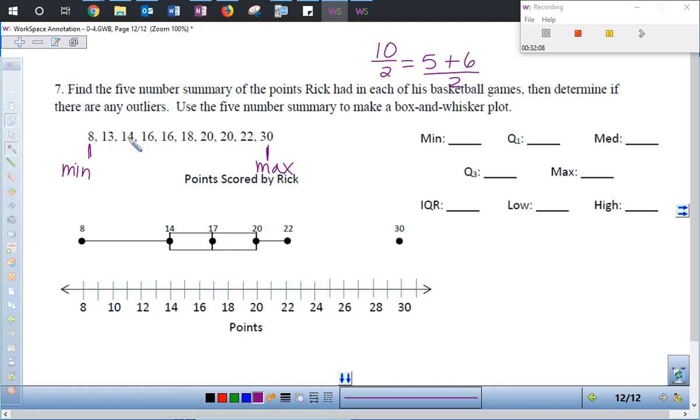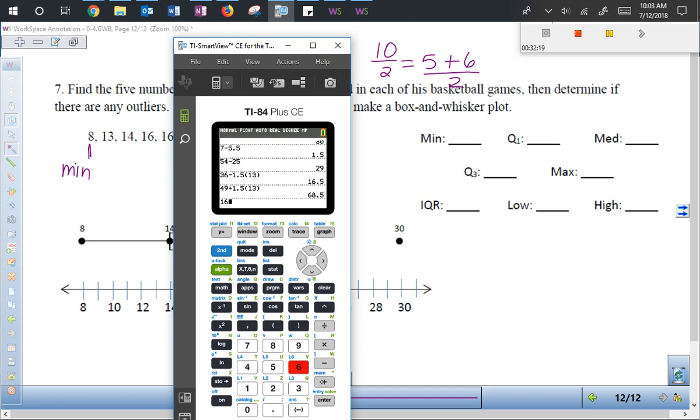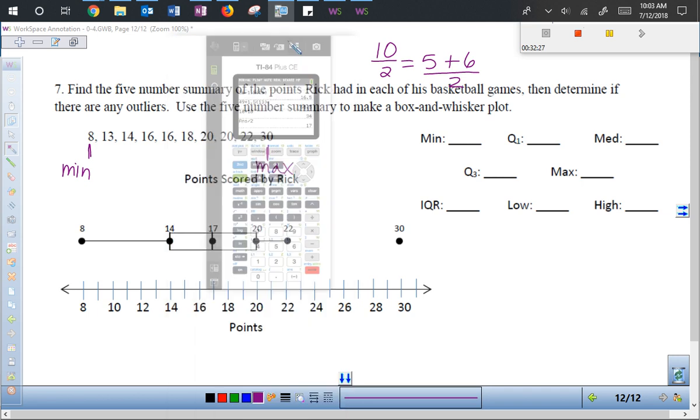So 1, 2, 3, 4, 5. I need to add 16 plus 18 and divide it by 2. So 16 plus 18 divided by 2 gives me 17. That means 17 is our median value.